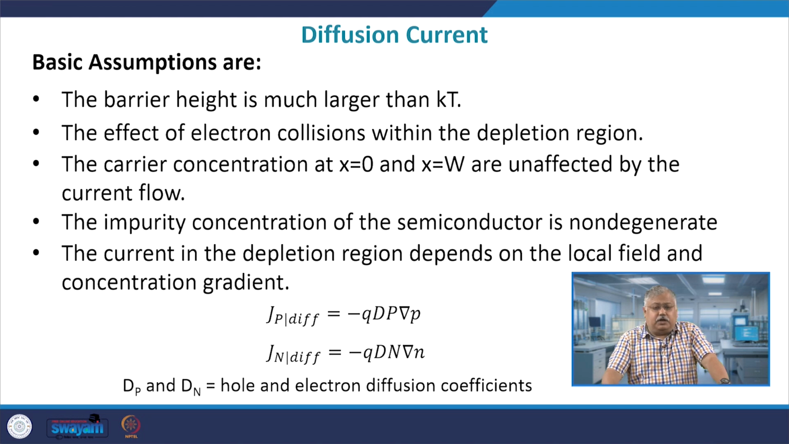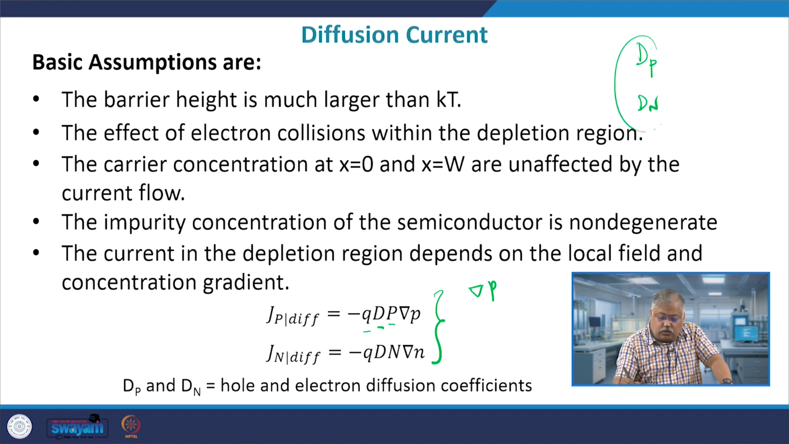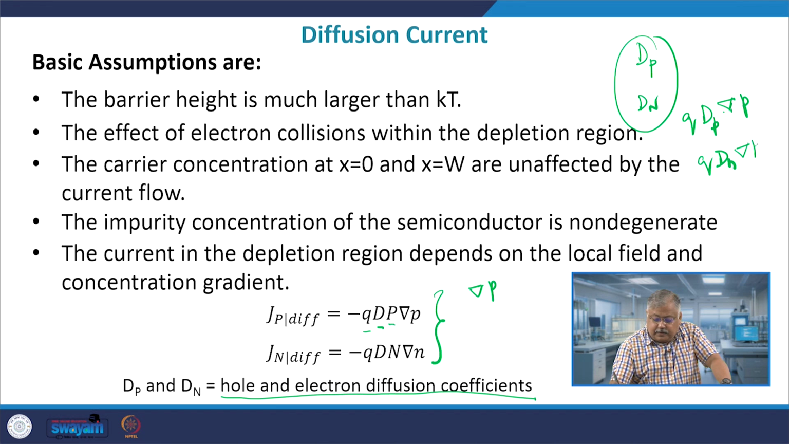Let me first find the diffusion current and then we will come to the assumptions. The diffusion current is given by q times the diffusion constant. Dp and Dn are the hole and electron diffusion coefficients. So I get q Dp del p, and similarly q Dn del n. Here del p and del n represent the spatial distribution of holes and electrons within the region.